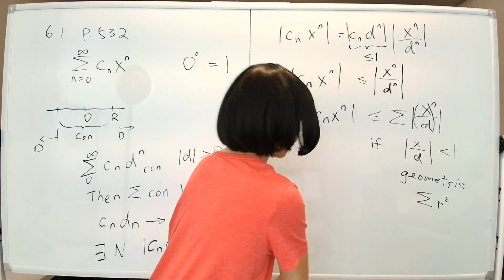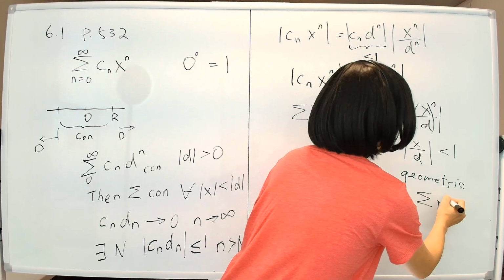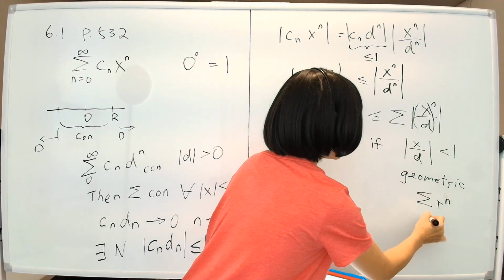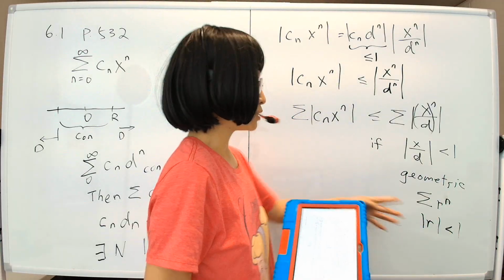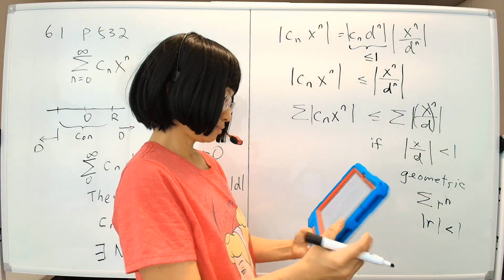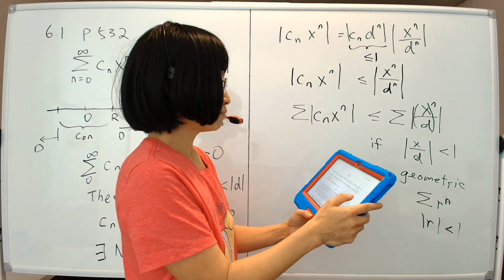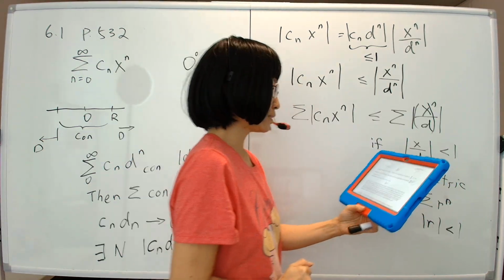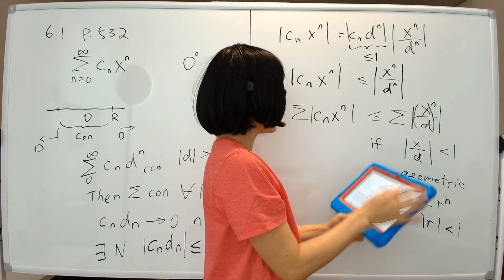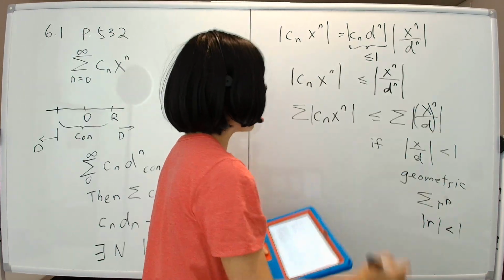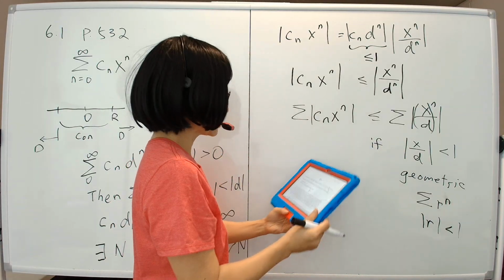Rn, sorry. Now, if it's going to be a geometric series, the rules of the geometric series say that if r is strictly less than 1, then the geometric series converges. And therefore, we have come to the end of the proof. Being that this converges if x over d is less than 1, we conclude that this also converges if x over d is less than 1. And that's the comparison test.